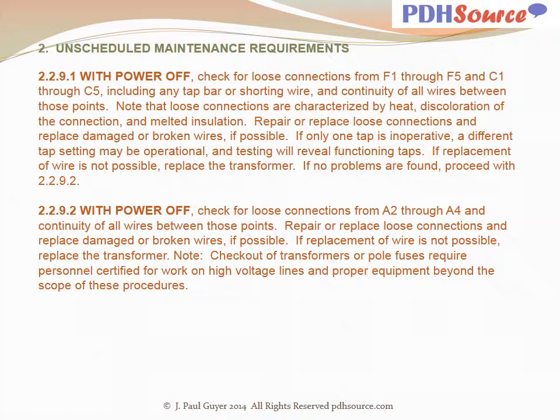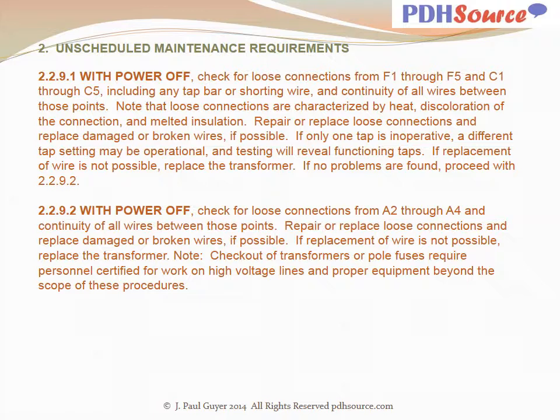If only one tap is inoperative, a different tap setting may be operational, and testing will reveal functioning taps. If replacement of wire is not possible, replace the transformer. If no problems are found, proceed with 2292.